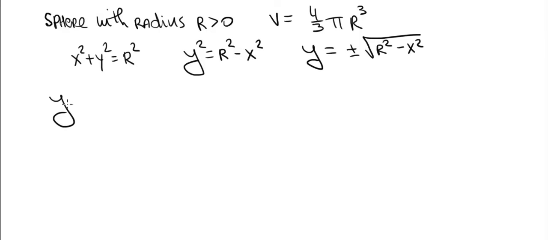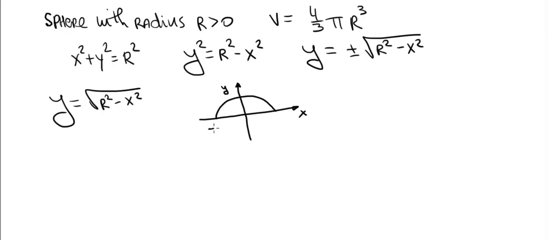The positive part, square root of r squared minus x squared, is the upper semicircle centered at the origin with radius r. So here's what it looks like. Upper semicircle centered at the origin, radius r. Now if we rotate this semicircle about the x-axis 360 degrees, this region enclosed by the x-axis and the semicircle, we actually end up with a sphere of radius r. So this is what it looks like.